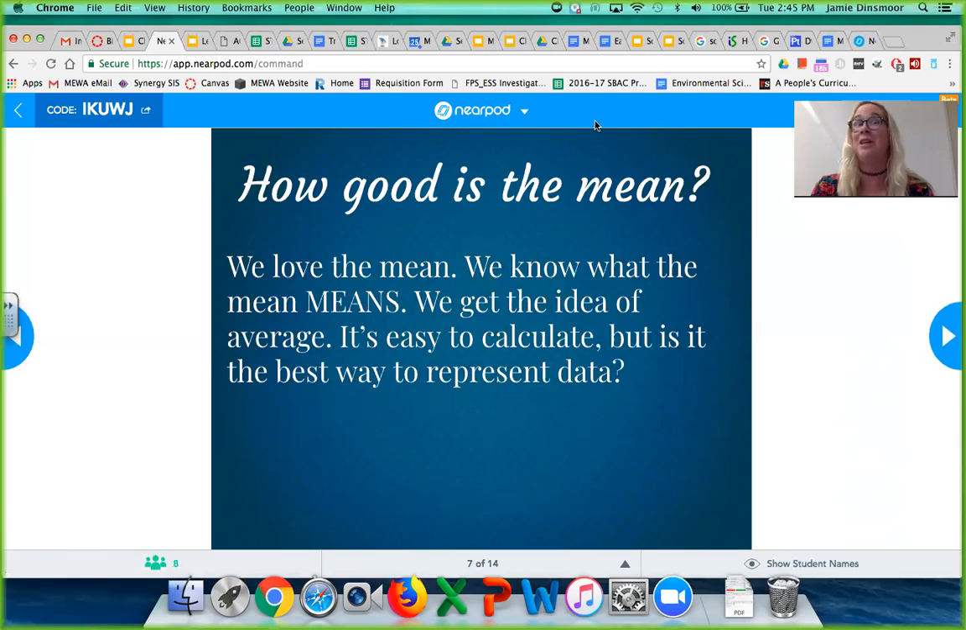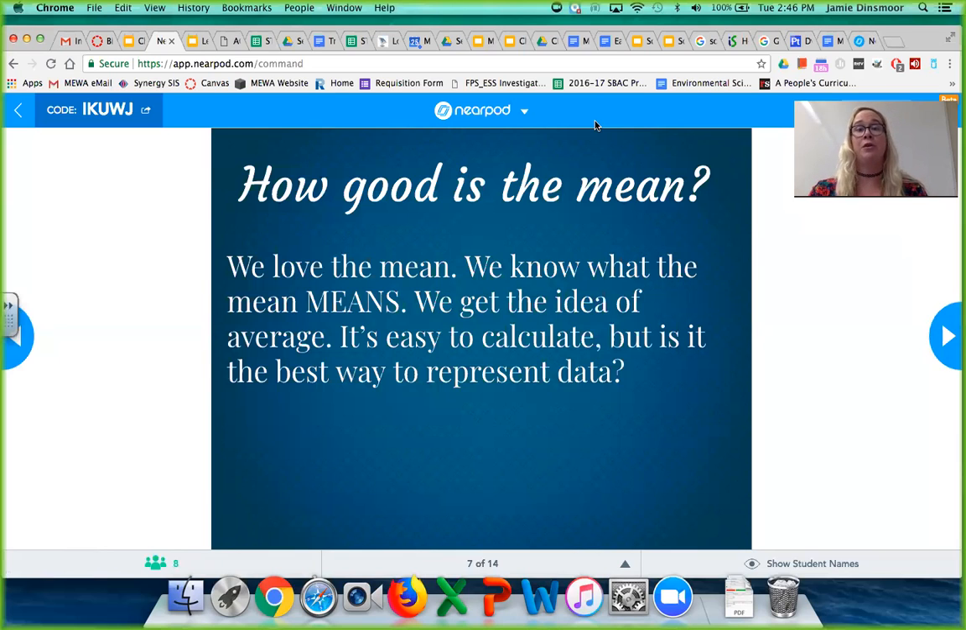We know what the mean means. If you say the average of something, people go, oh yeah, average, cool. If you start talking about standard deviation, people go, okay, I don't really want to talk to you anymore. They don't know what that means. We talk about averages all the time, in everyday language, in math, in science. It's something that we're very familiar with, so it's easy for people to relate to.